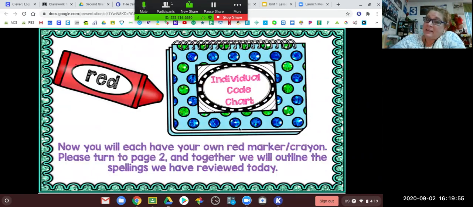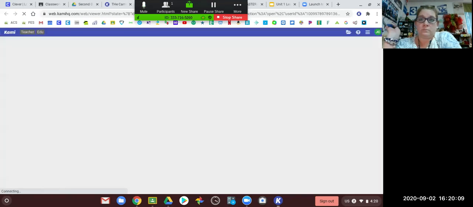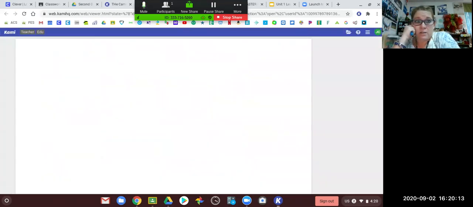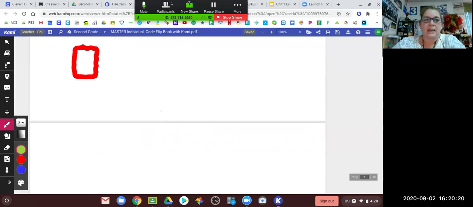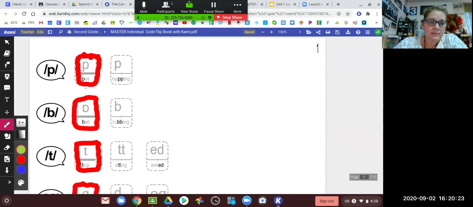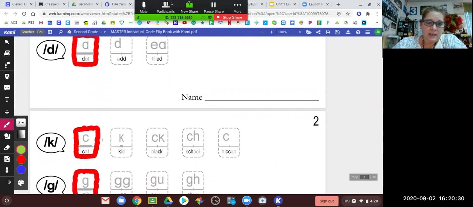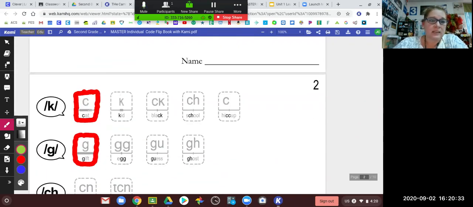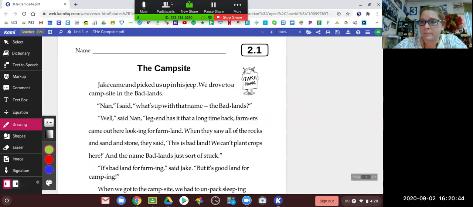All right, so now we're going to go back to the code chart, and we're going to highlight those consonant sounds in red, because we do the consonant sounds in red and vowel sounds in green. That code is taking us to our flip book again, and we're going to need to find the C and the K. So we've done the P in pot, the B in bat, the T in top, the D in dot, and here we have, oh, looks like I've already done it today, the K in cat, and the G in gift. Good. So those are the consonant sounds that we have done so far.